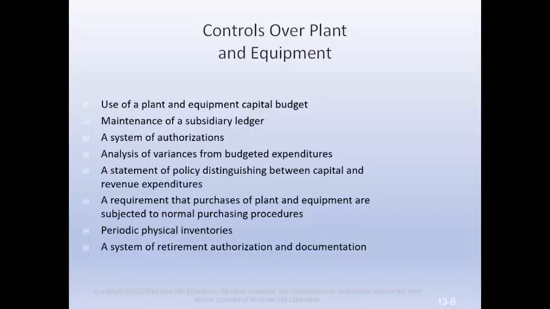between authorized expenditures and total costs, an authoritative written statement of company policy distinguishing between capital expenditures and revenue expenditures, a policy requiring all purchases of plant and equipment to be handled through the purchasing department, periodic physical inventories designed to verify the existence, location, and condition of all property listed in the accounts, and last, a system of retirement procedures, including serially numbered retirement work orders stating the reason for retirement and bearing appropriate approvals.